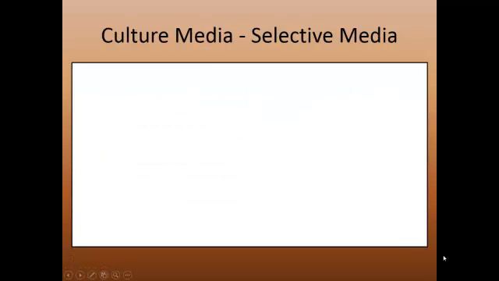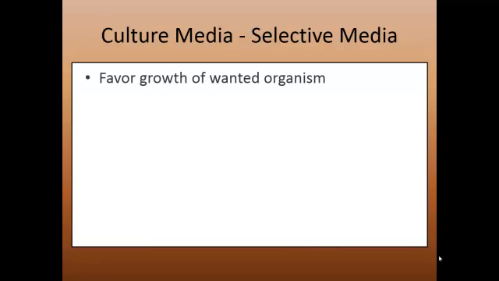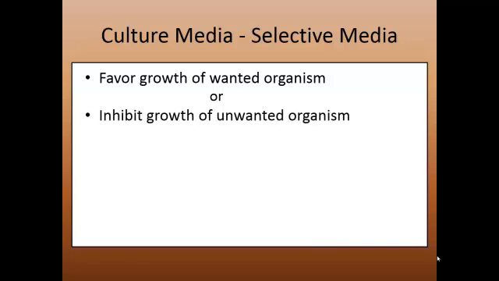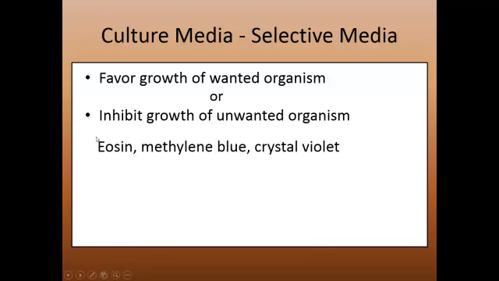So let's talk about a particular type of culture media called selective media. Selective media favors the growth of the wanted organism, or they inhibit the growth of the unwanted organism. So in other words, we're taking a mixed culture and we're selecting for the organism that we want, or we're selecting against the one that we don't want. Now, some of the things that can inhibit the growth of unwanted organisms are stains. Stains eventually kill everything, but some organisms are more resistant to the stains.